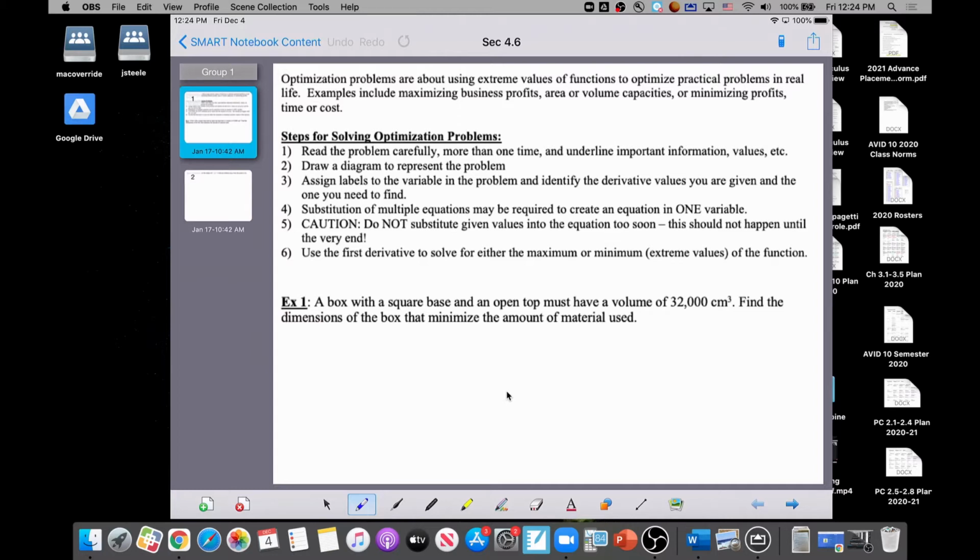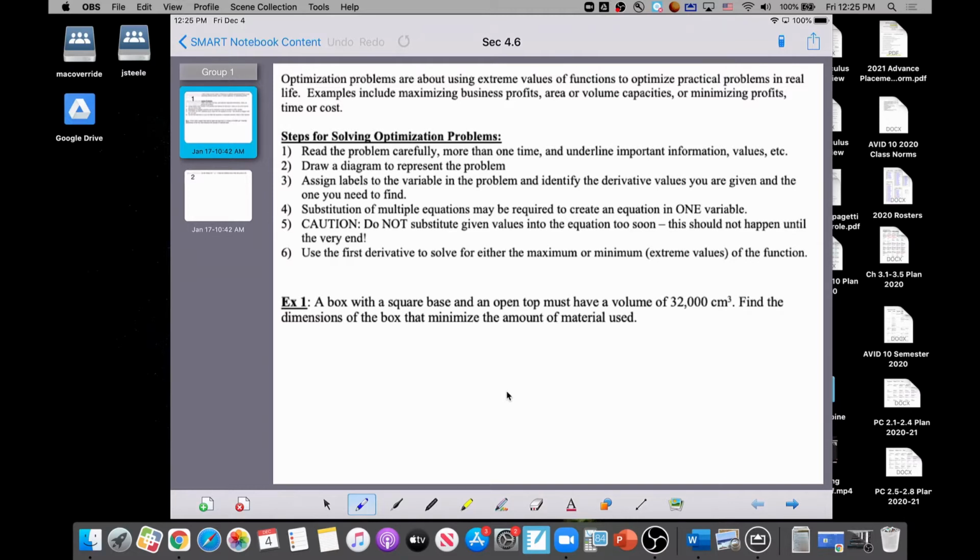Whenever we're doing problems like this, our steps, 1 through 6, are: read the problem carefully, more than one time. Underline important information, values you know you're going to need. Draw a picture to represent your problem. Then on your picture, if you can, assign labels to the variables, identify the derivative values that you're given, and any derivative values that you might need to find.